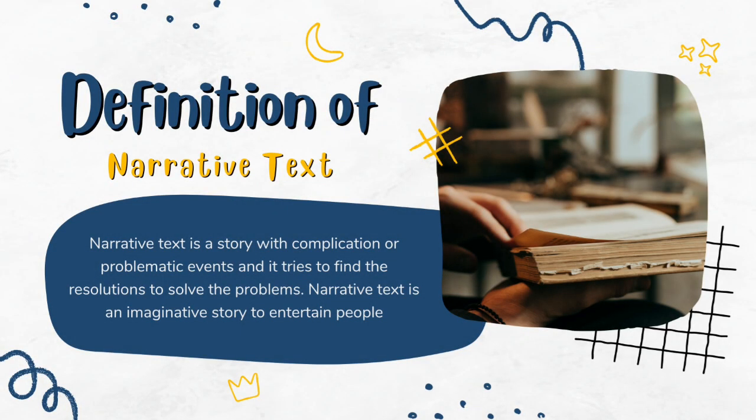The definition of narrative text. Narrative text is a story with complication or problematic events, and it tries to find the resolutions to solve the problems. Narrative text is an imaginative story to entertain people. An important part of narrative text is the narrative mode, the set of methods used to communicate the narrative through a process of narration. Perhaps you need to know about narrative text.